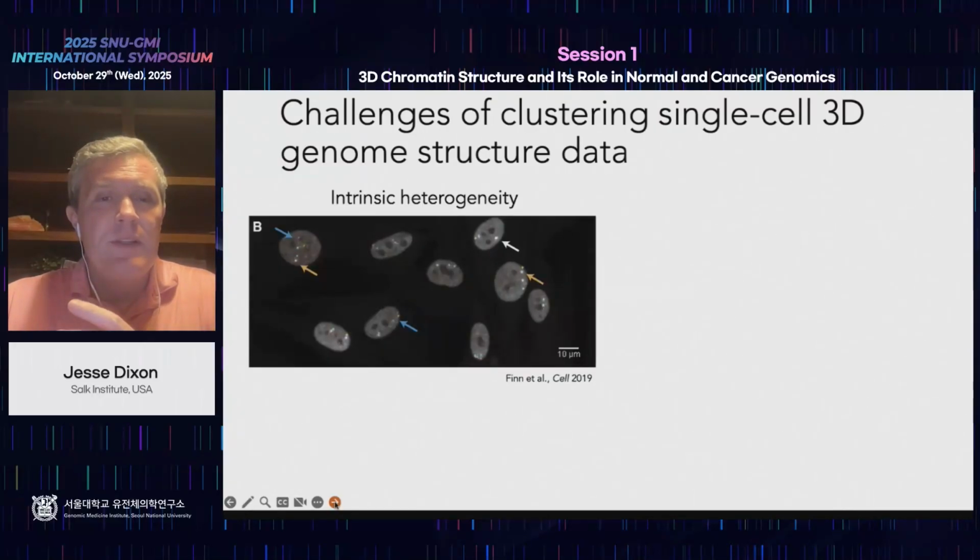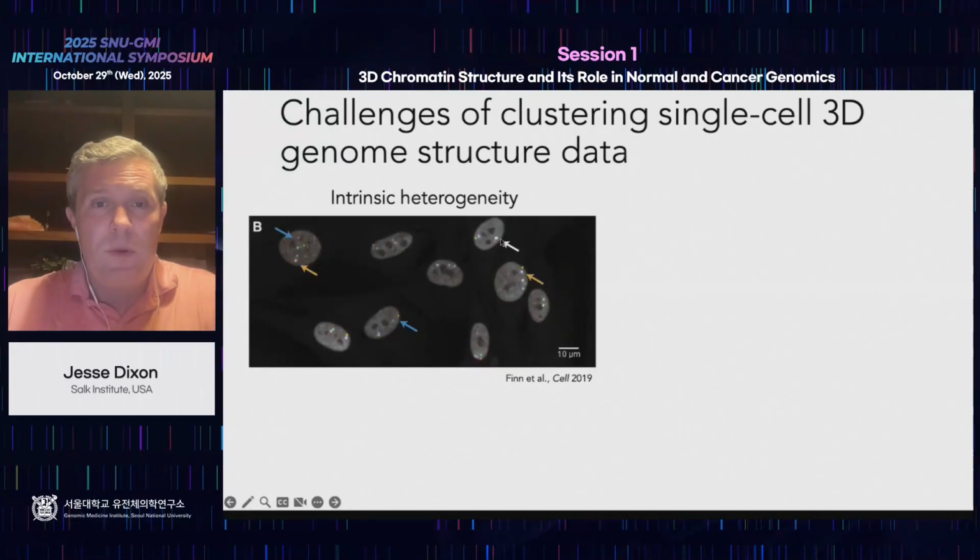And so one of these is a problem that's called intrinsic heterogeneity. And this is shown here. This is a slide from a paper from Tom Misteli's lab, where they're doing FISH and they label individual genomic loci with these probes. And these are all in mouse embryonic stem cells. And so what you actually see here is, say, in a nucleus over here, the probes are all really spread out across the nucleus, whereas in the cell over here, they're actually all at one pole.